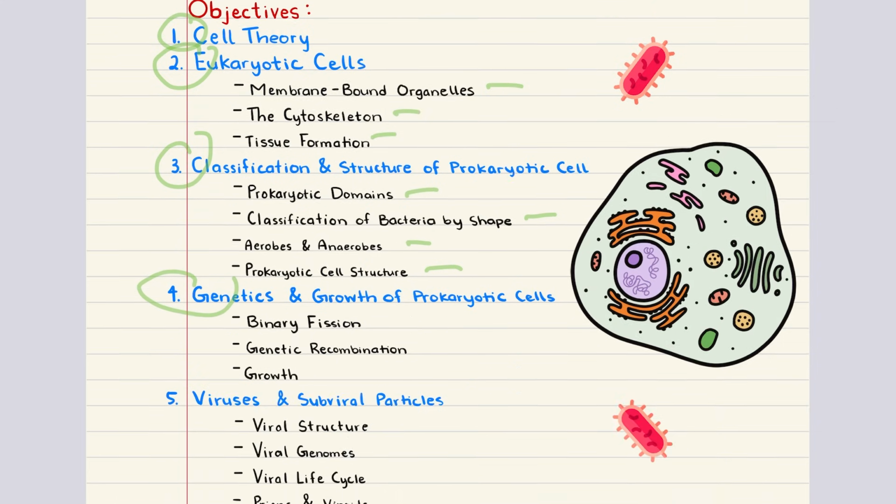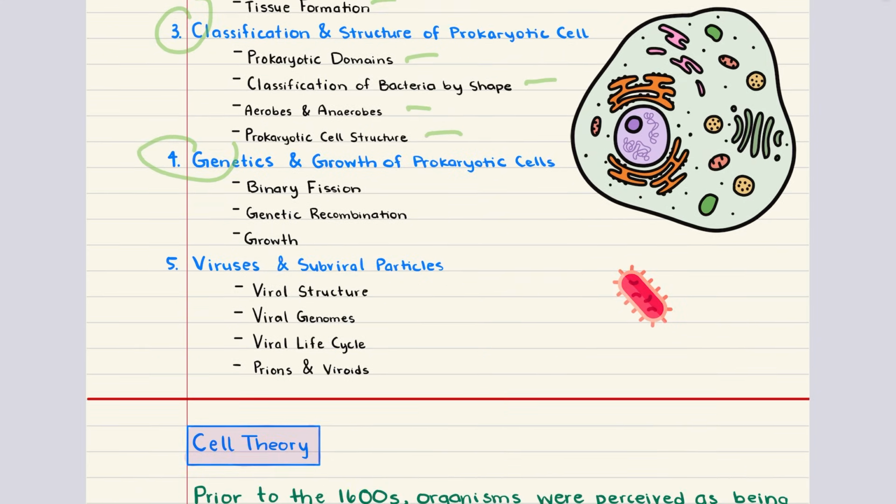From there, we're going to move into how prokaryotic cells grow and reproduce. Even though they don't divide the way our cells do, they still pass on genetic information, and they have fascinating ways of increasing their genetic diversity. We're going to talk about binary fission, genetic recombination, and the stages of population growth.